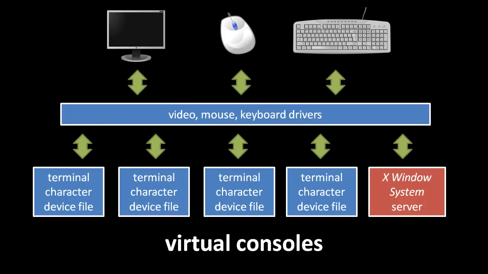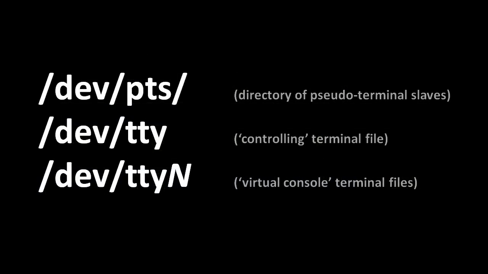The last thing to say about terminals here is where you will find the character device files. This is something that may vary depending upon which Unix you're using and if you're using Linux, which distribution. But on my Ubuntu system, for example, if I look in /dev, I will see a directory called pts, which stands for pseudo terminal slaves. And in this directory, I find all of the pseudo terminal slaves that are currently being used.